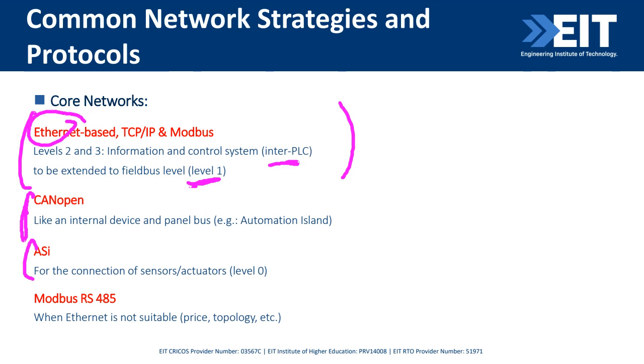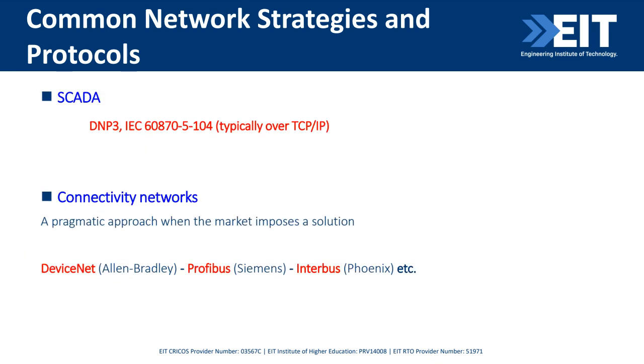Modbus here, sometimes it's used if Ethernet is not possible. Modbus, by the way, is a very old standard, and it's still being used commonly to communicate between computers and controllers. In supervisory control and data acquisition, the technologies that you will see are these. DNP3, it's called a protocol, very commonly used and suitable for supervisory control and data acquisition applications.